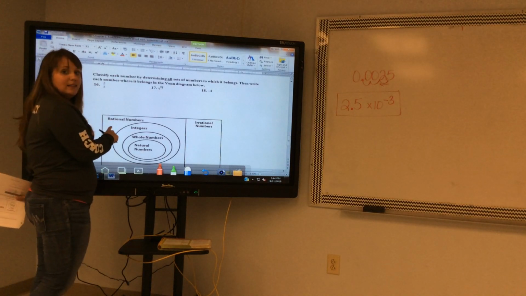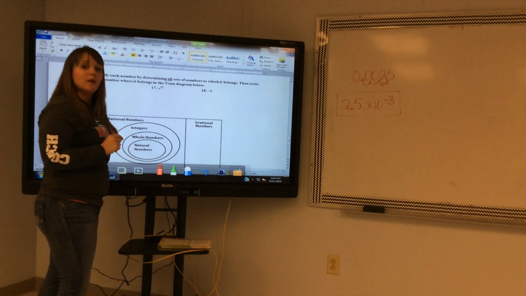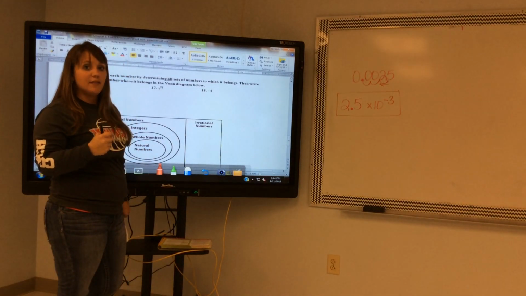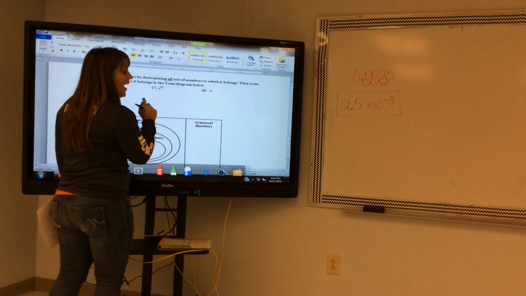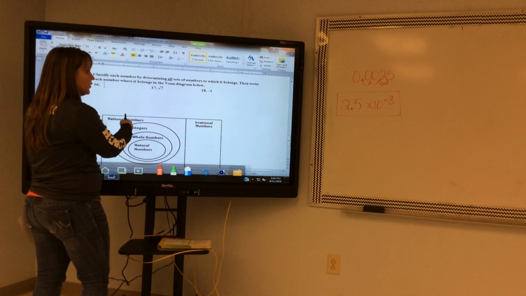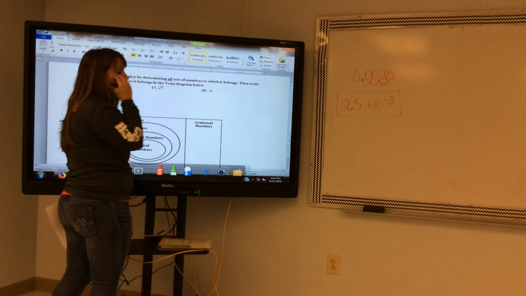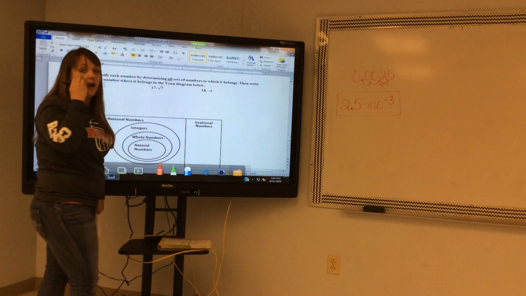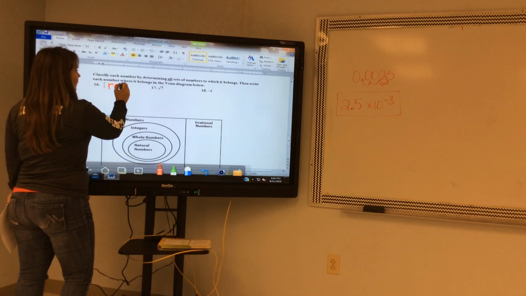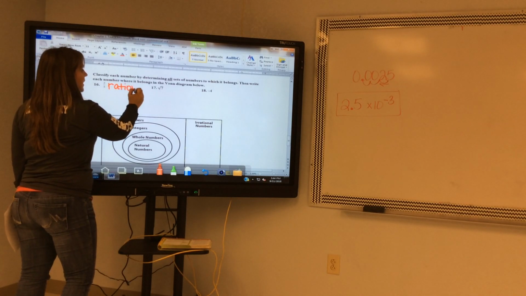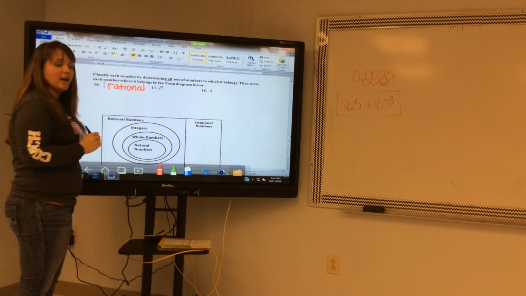Rational numbers make sense. Irrational numbers, when someone is being irrational, we say that they're being crazy or they're talking and they don't make a lot of sense. So if I can make sense of my number, I know that it's rational. If I cannot make sense of my number, I know that it's irrational. 2/5 is a rational number. Anything that can be represented as a fraction is rational.